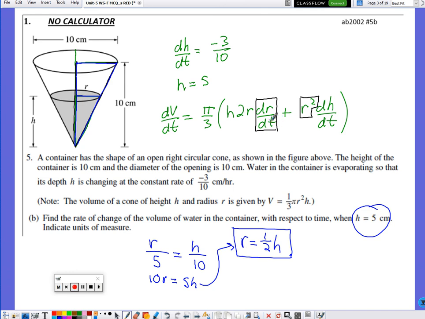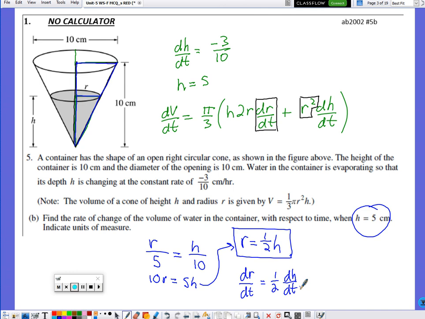This is the equation, how we do it. We just differentiate this, both sides. So it's dR/dt, 1/2 is a constant, dH/dt. So now I have everything I need to finish the problem. I just plug it all in.